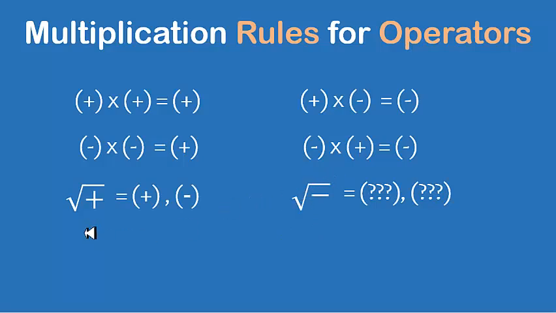There are two roots to the positive operator, the plus operator and the minus operator, and we cannot determine the square root of the minus operator because there is no operation, at least not in the one-dimensional real numbers, where you can square something and end up with -1.